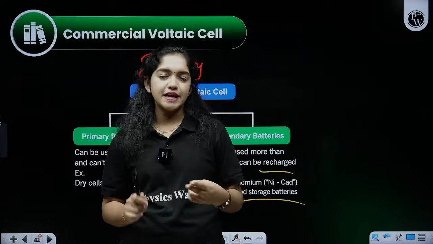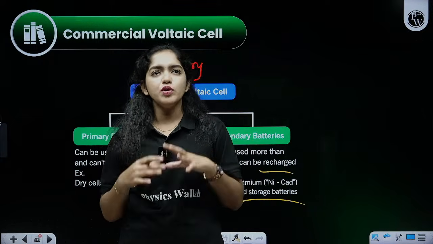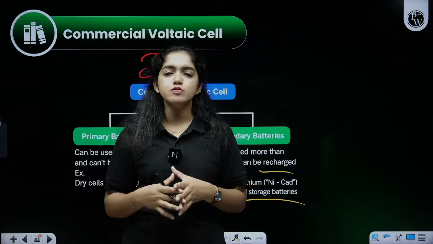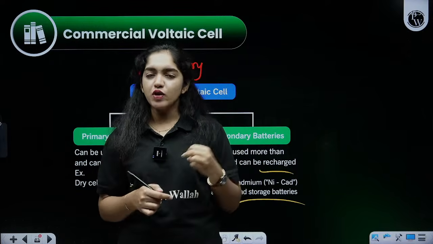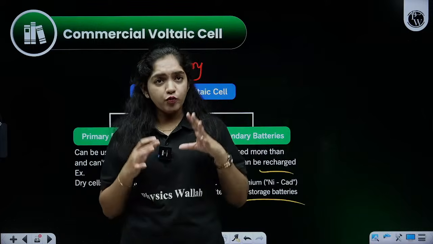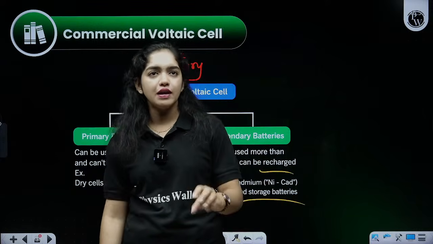That is secondary battery. Now we are going to learn in detail about the different examples for primary and secondary. For primary 2 will be there and for secondary 2 will be there. And those total 4 are very important for your final exam.